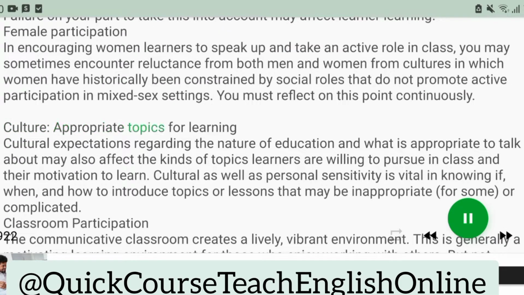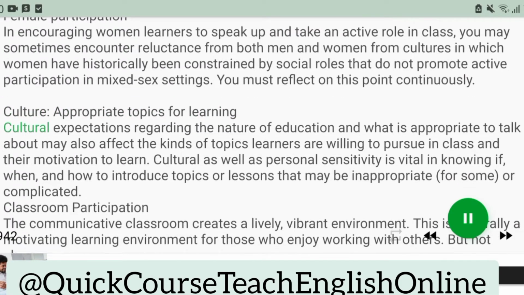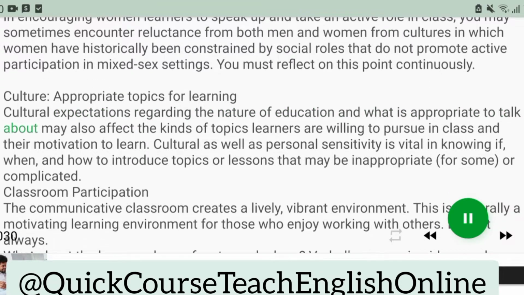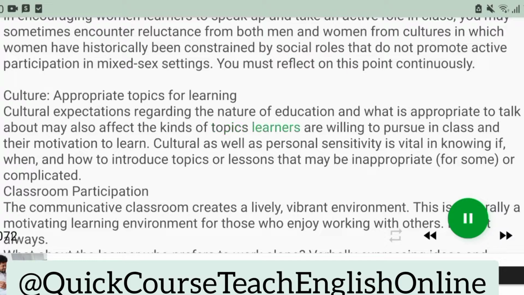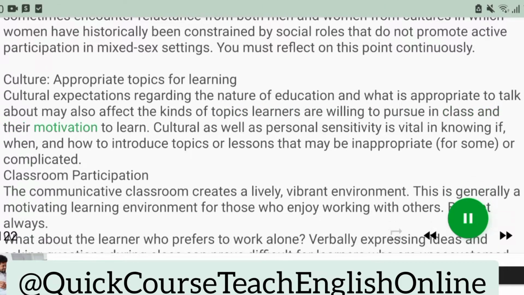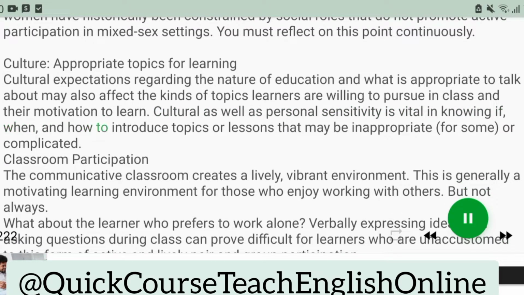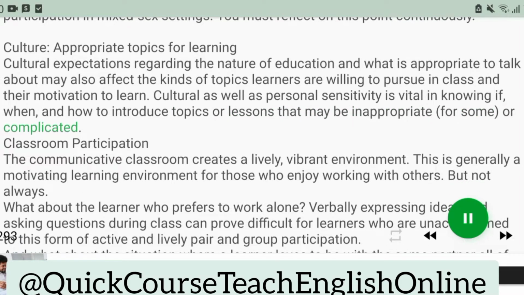Culture. Appropriate topics for learning. Cultural expectations regarding the nature of education and what is appropriate to talk about may also affect the kinds of topics learners are willing to pursue in class and their motivation to learn. Cultural as well as personal sensitivity is vital in knowing if, when, and how to introduce topics or lessons that may be inappropriate for some, or complicated.